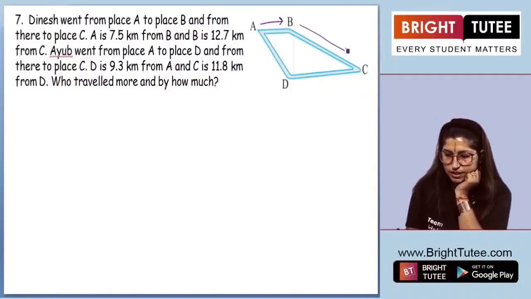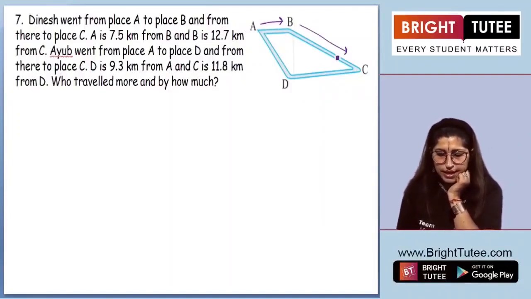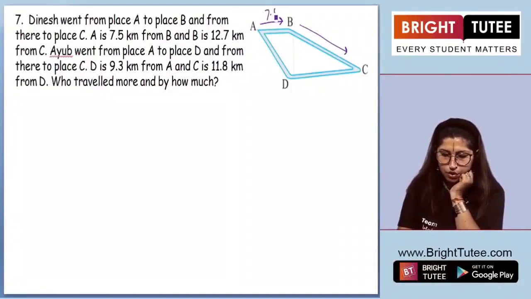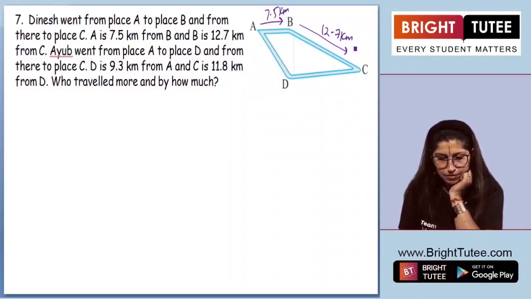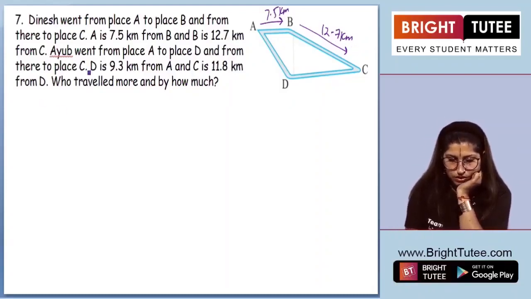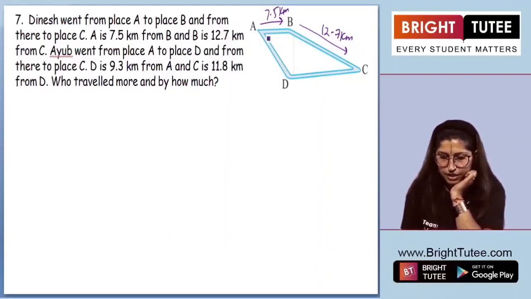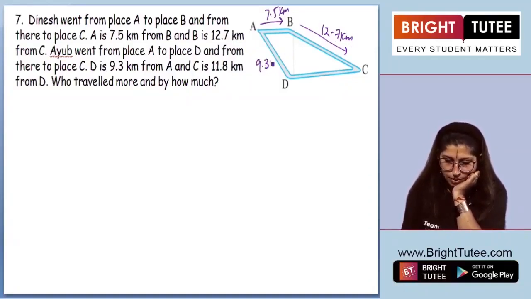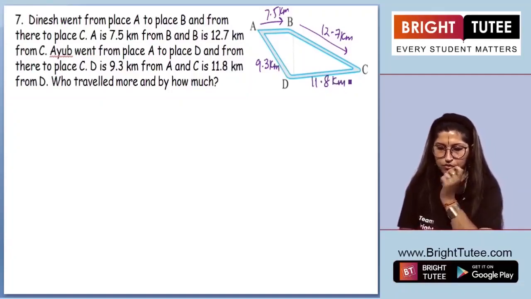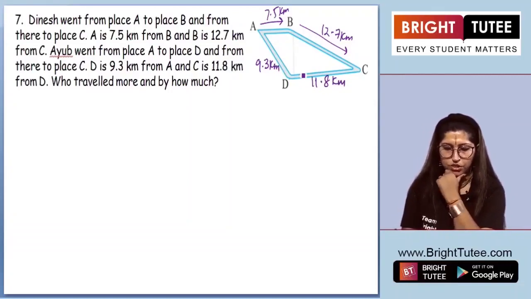there to place C. A is 7.5 km from B and B is 12.7 km from C. So Ayub went from place A to D and from there to place C. D is 9.3 km from A and C is 11.8 km from D. Now who travelled more and by how much?